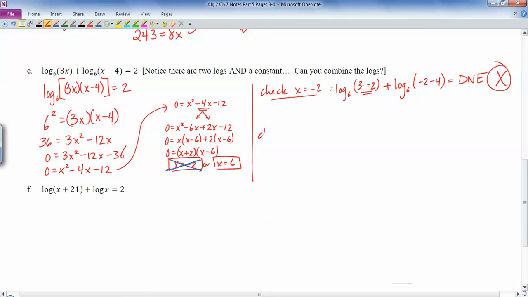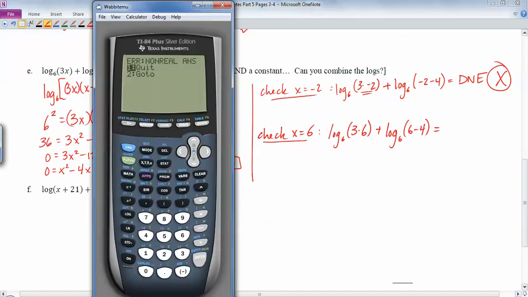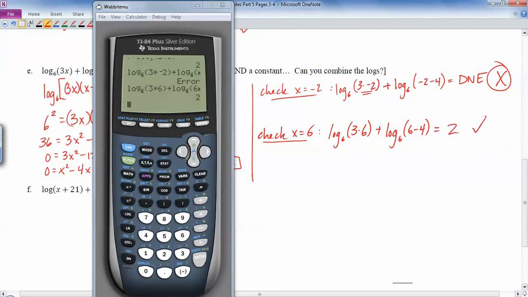So then let's check x equals 6. If this one doesn't work, then we just have no solution. So if we check just 6, we've got log base 6 of 3 times 6 plus log base 6 of 6 minus 4, and the hope is that that equals 2. So let's try it. Log base 6 of 3 times 6 plus log base 6 of 6 minus 4. And it's 2. Yay, that's great.